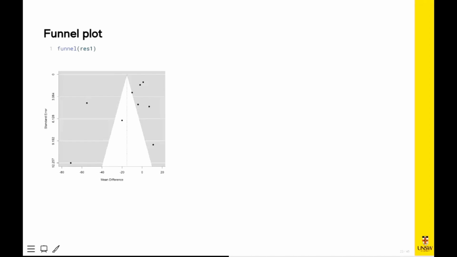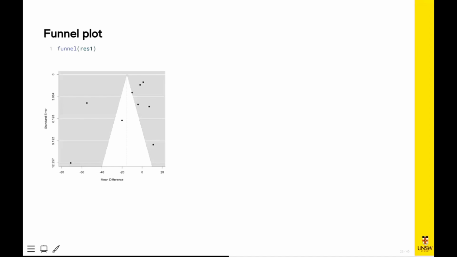So I'm going to go through publication bias, and then I think I might not have time for the rest of the stuff. Okay, so this is what a funnel plot looks like, and we can see that we've got this white triangle, and then we have dots everywhere.